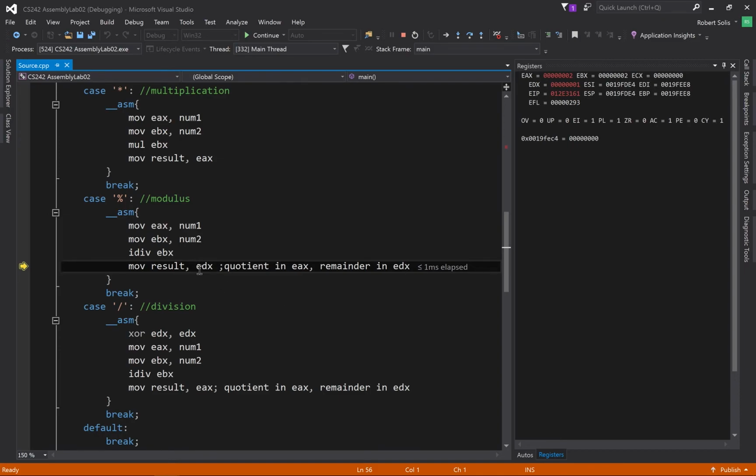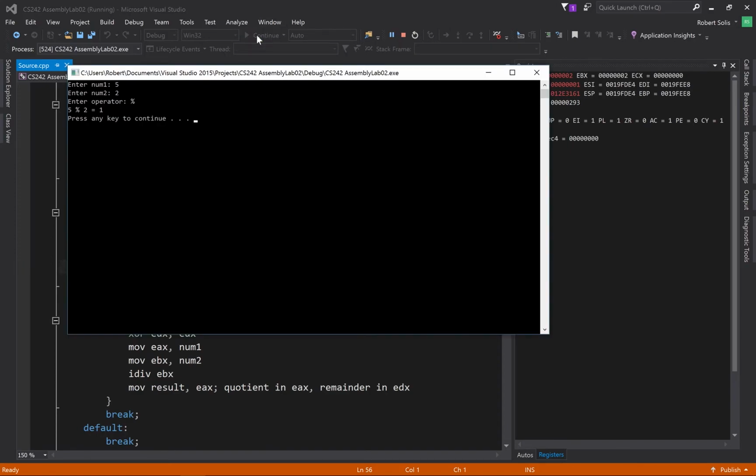So that's why I'm going to take that EDX register and send it to the result, and I'm going to send result to the screen so I can see what the modulus is. So 5 mod 2 is equal to 1.